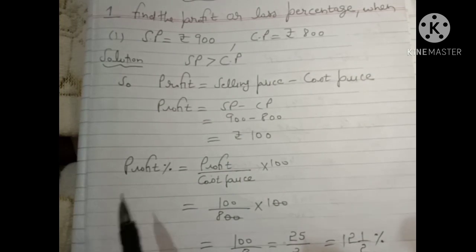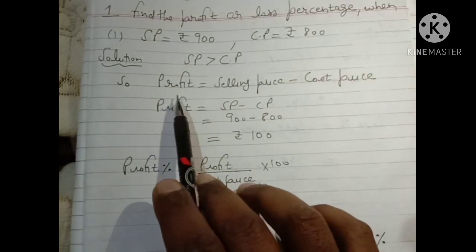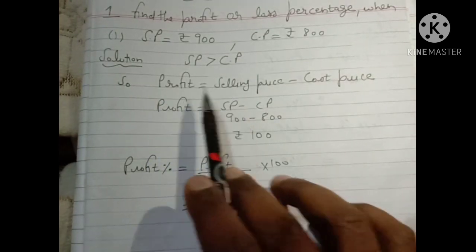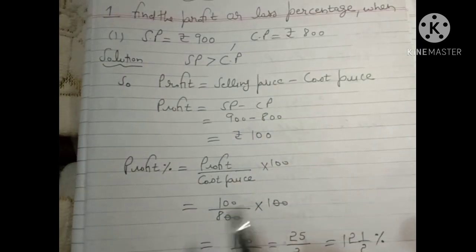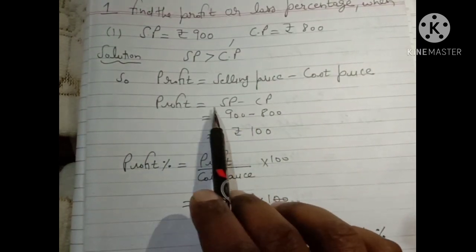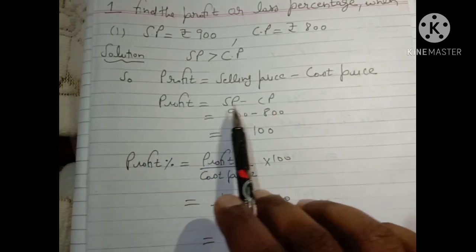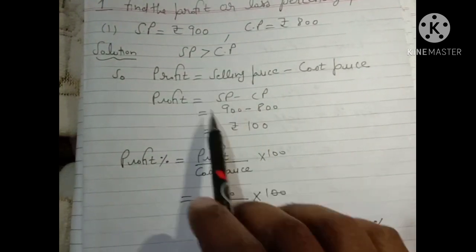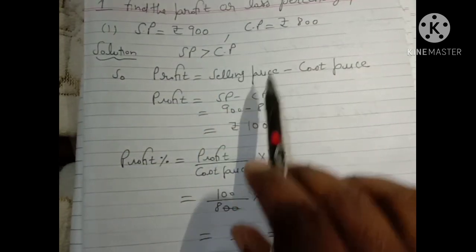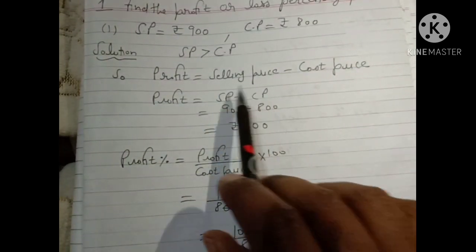So in this case we have to find out the profit. And you can see the formula of profit is equal to selling price minus cost price. Means profit is equal to SP minus CP. In short form we can write profit is equal to SP minus CP. And now you can see SP is 900 and CP is 800. So put the values here.